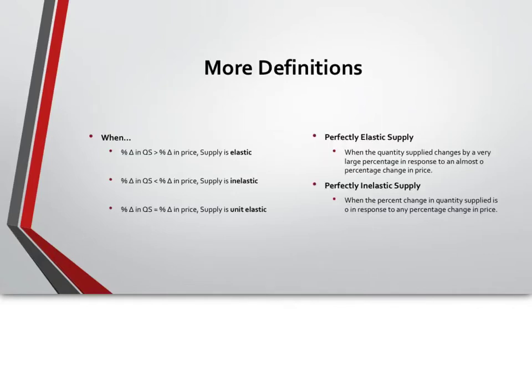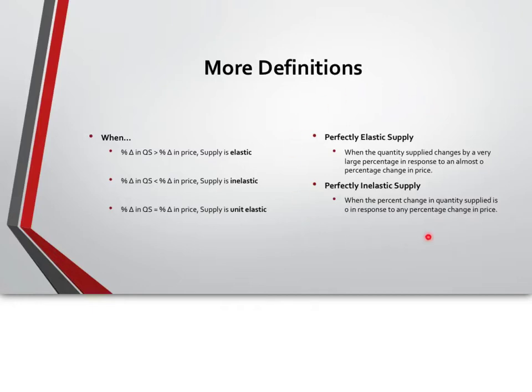Now, with price elasticity of supply, we're going to deal with a couple more definitions. We're going to see elastic goods when the percentage change in quantity supplied is greater than the percentage change in price. We're going to see inelastic goods when the percentage change in quantity supplied is less than the percentage change in price. And we're going to see unit elastic goods when the percentage change in quantity supplied is equal to the percentage change in price. Again, all this is very, very similar to our price elasticity of demand.